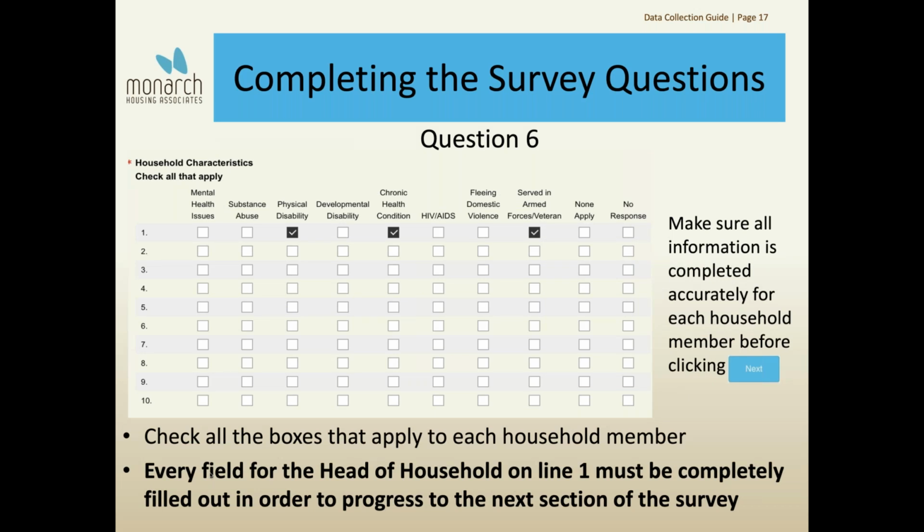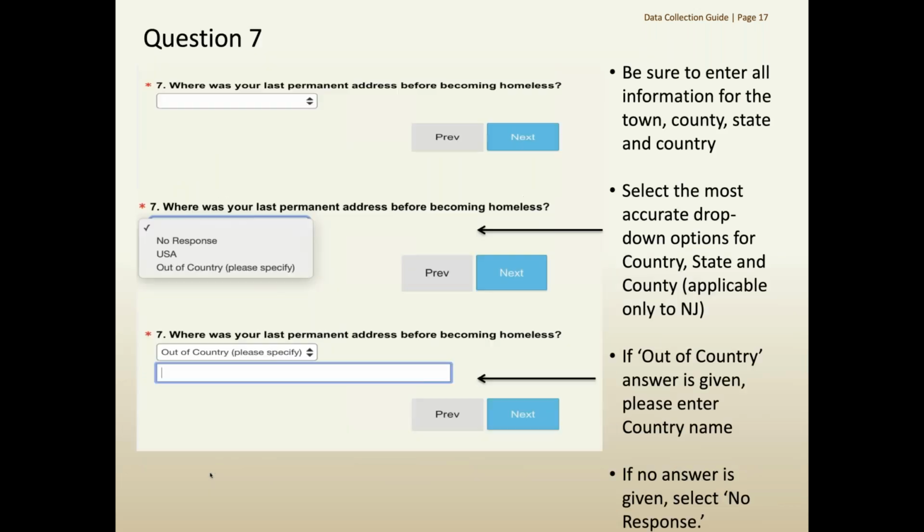Check and make sure that all the household information is entered accurately for each household member before you click next. Question number 7, what was your last permanent address? Be sure to enter all the information for town, county, state, and country.